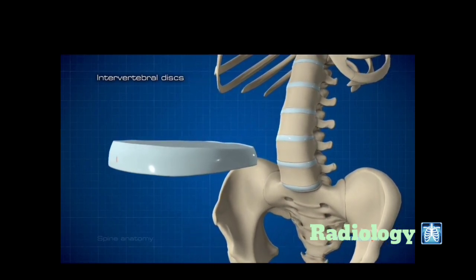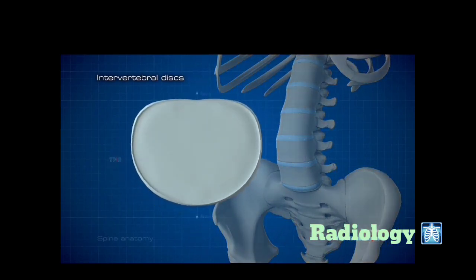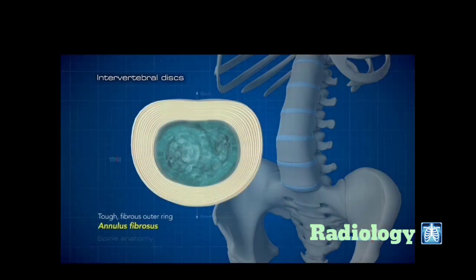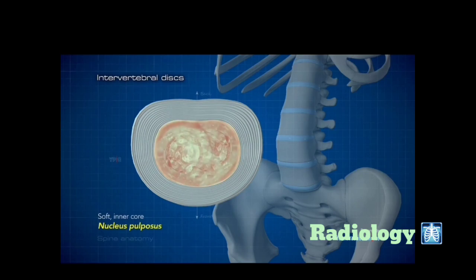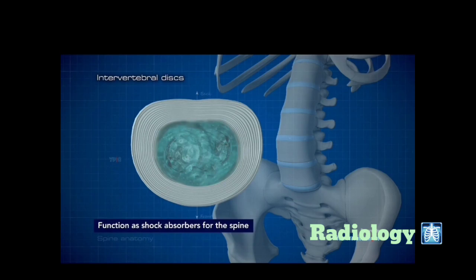The discs are composed of a tough, fibrous outer ring called the annulus fibrosus and a soft, inner core called the nucleus pulposus. Intervertebral discs function as shock absorbers for the spine. Aging and injury can cause degeneration of these discs and cause painful rubbing of the vertebral bones.